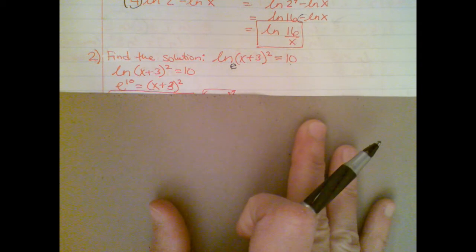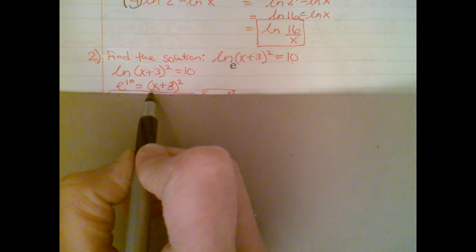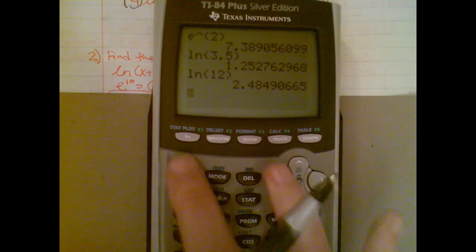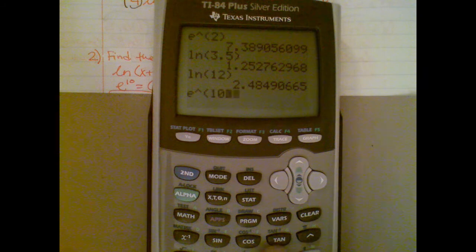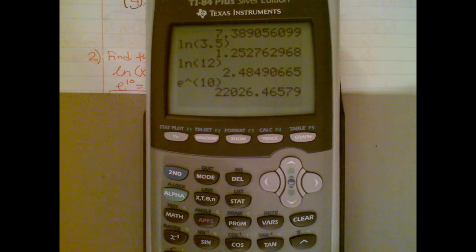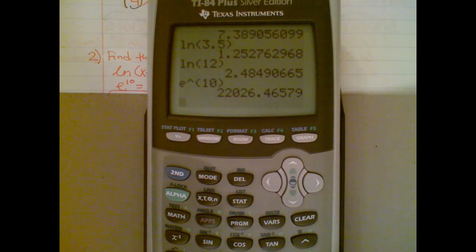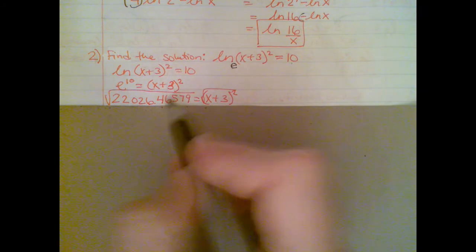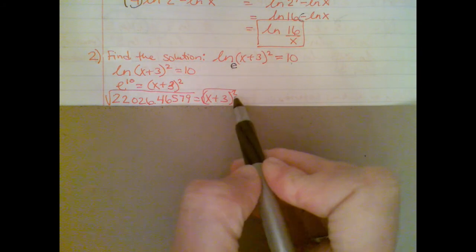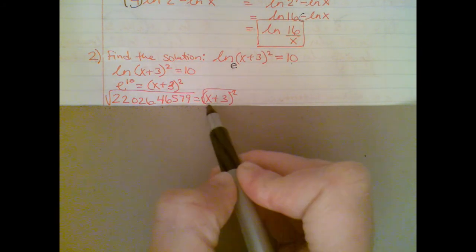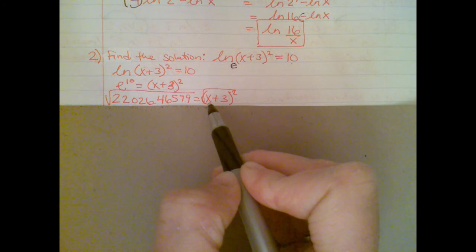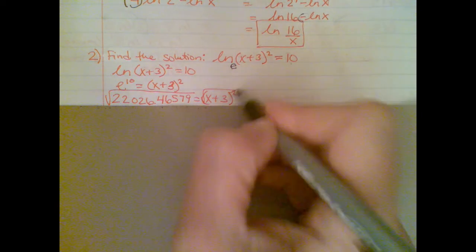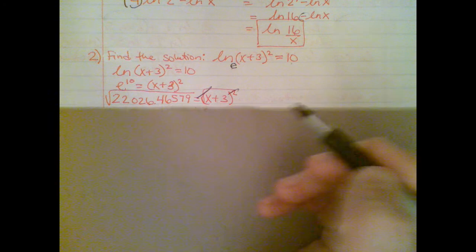And then from here, I need to start getting this x by itself. So to start with, this e to the 10th power, I'm going to put that into my calculator, write that as a decimal. So I have 22,026.46579. So I'm going to put that in, and then equals x plus 3 squared. I need to start getting this x by itself, so since it's to the 2nd power, I'm going to square root both sides. The square and the square root will cancel one another out.